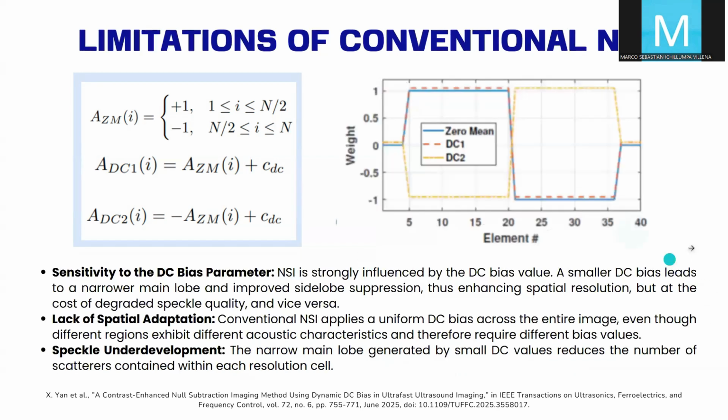However, NSI depends heavily on the value of the DC bias. A small bias sharpens resolution but destroys speckle texture, while a large bias preserves speckle but reduces resolution. Since different regions of the image require different bias values, using a single fixed bias across the entire frame leads to inconsistent results. This limitation motivates the development of adaptive versions of NSI.